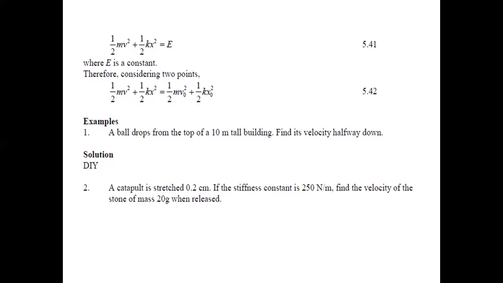An example, a ball drops from the top of a building, 10-meter tall building. Find its velocity halfway down. Do it yourself. The catapult is stretched 0.2 cm. If the stiffness constant is 215 newtons per meter, find the velocity of the stone of 20 grams when released.